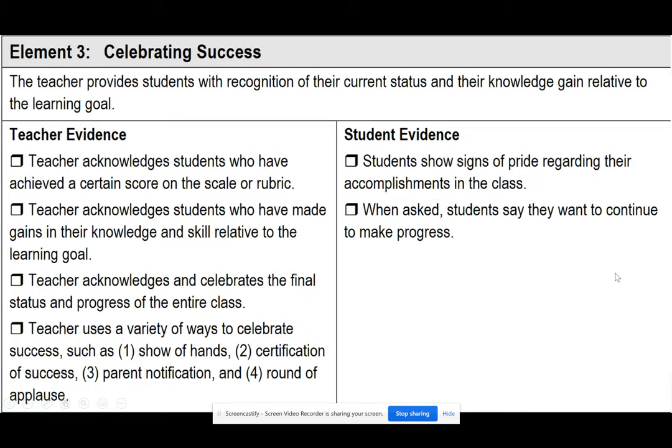Celebrating success, the teachers should acknowledge students who've achieved certain scores, and they can do that with a certification, parent notification, even a round of applause. And students should show signs of pride regarding their accomplishments.